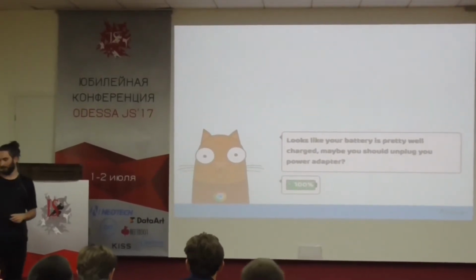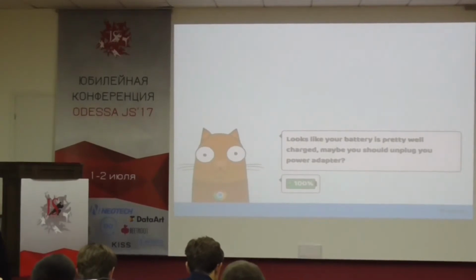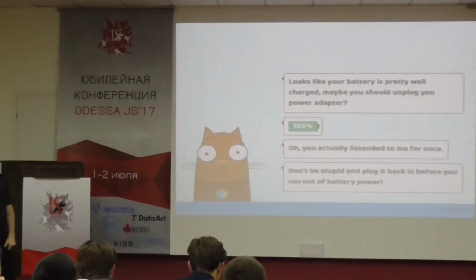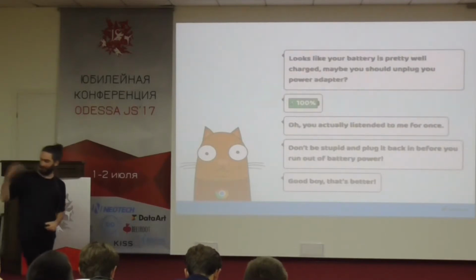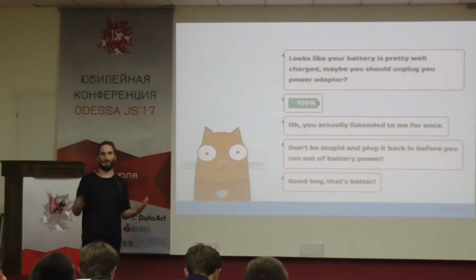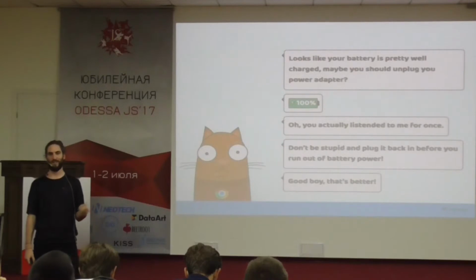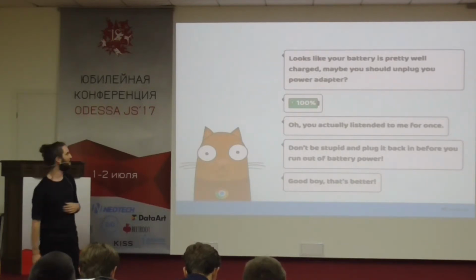Now, when I unplug my power cord, it just continues to the next slide. And when I plug it back in, it goes back to the next slide. So with the battery manager API, you can just listen for changes in your battery status or in your charging status and respond to them.